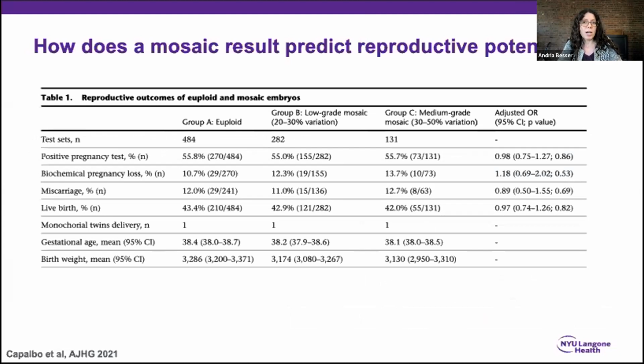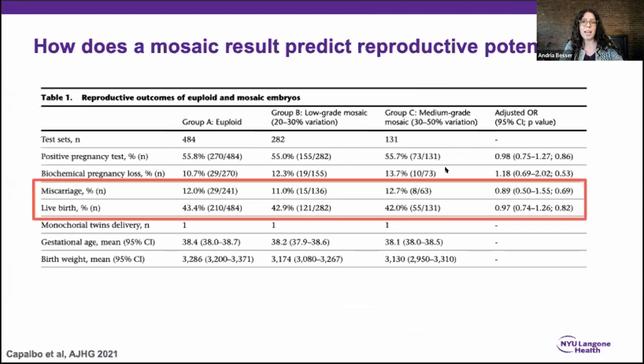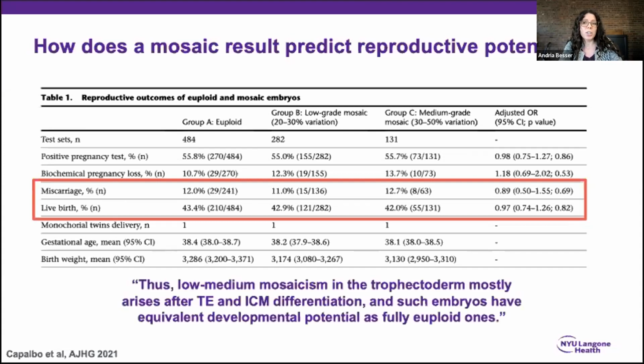So this table shows the outcome of comparing the outcomes of those three groups. So group A is the full euploids under 20% mosaic. Group B, those low level mosaics between 20 to 30%, and group C, those moderate or medium grade mosaics between 30 to 50%. And what they found was that there was no difference in live birth rates or miscarriage rates between those three groups. So overall, what they concluded was that mosaic aneuploidy levels under 50% don't have any impact on an embryo's reproductive potential and can be considered the same as euploid embryos.